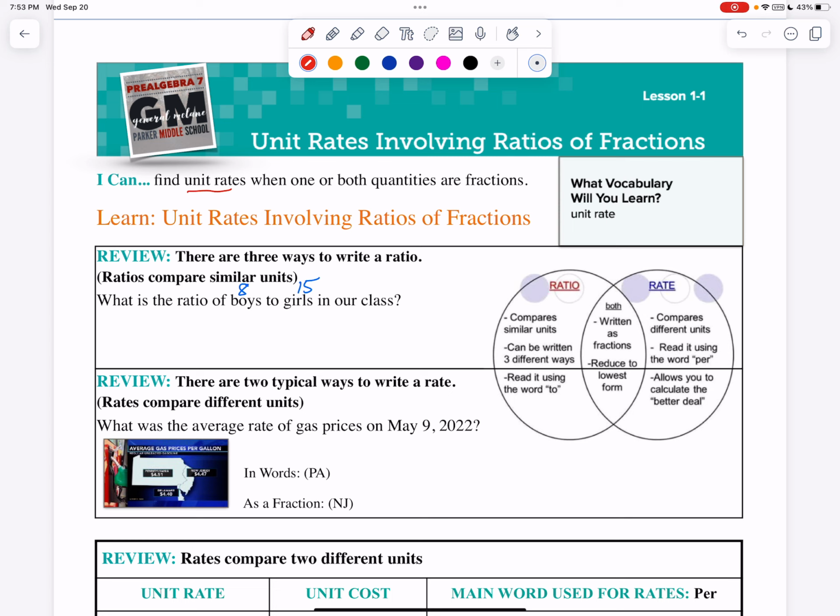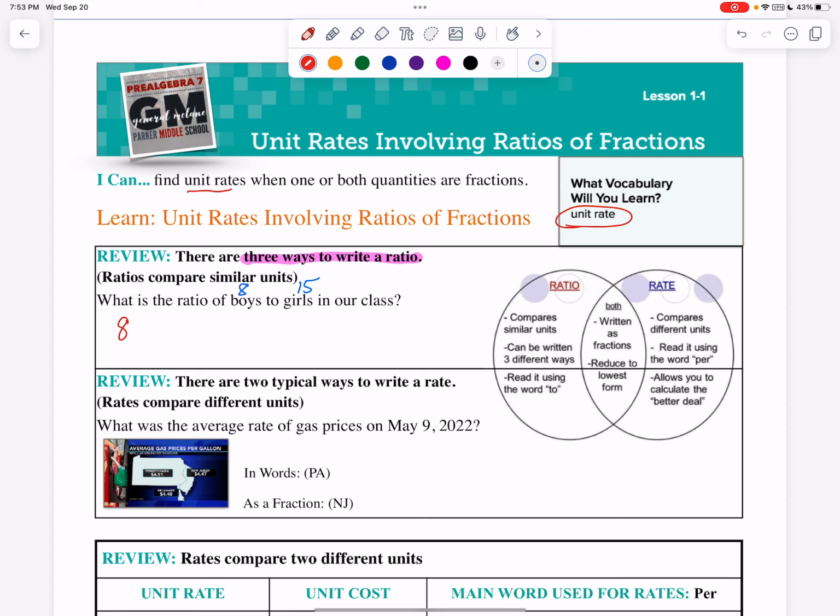And it's a lot easier to do math work when they're written as fractions than if they're written with the colon. So let's go ahead and focus on some unit rates today. It says, what is the ratio of boys to girls in our class? So I'll just go ahead and give you a number of 8 boys and 15 girls. I want you to remember that there are 3 ways to write a ratio. So let's go ahead and list those here.